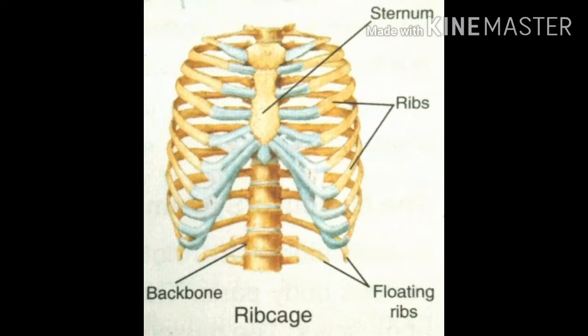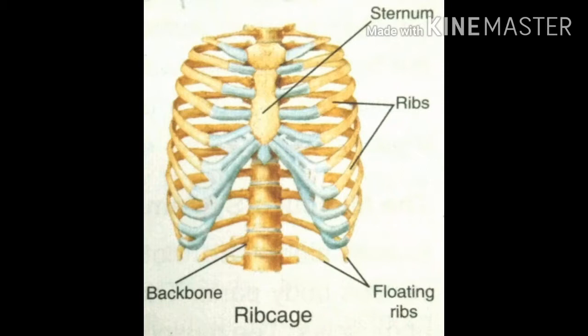Next we'll see the functions of the rib cage. It protects the lungs, heart and major blood vessels. And it anchors the muscles that help in breathing. These two are the main functions of the rib cage.